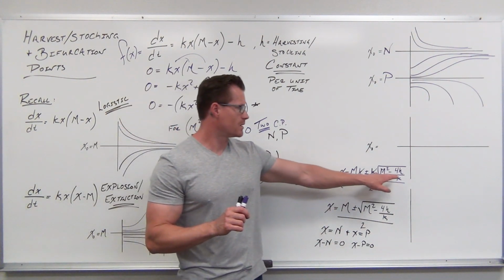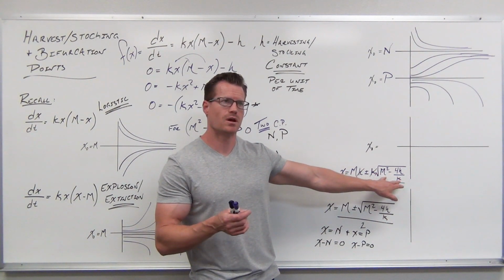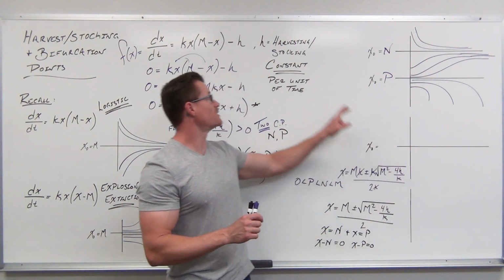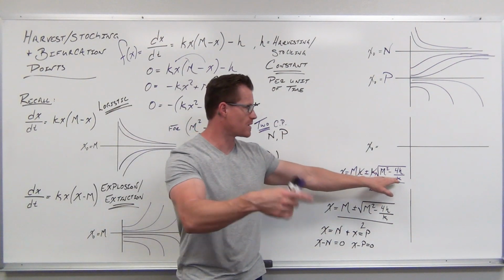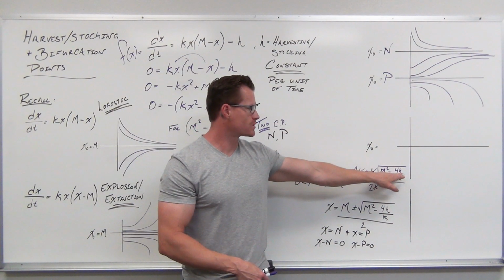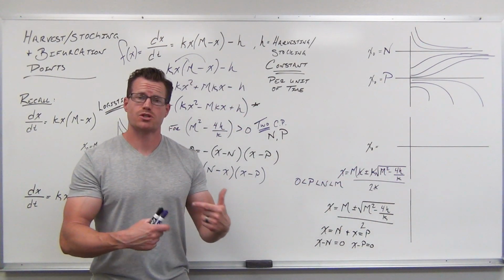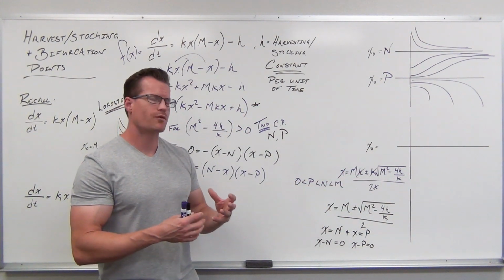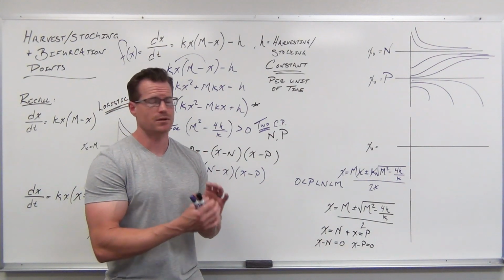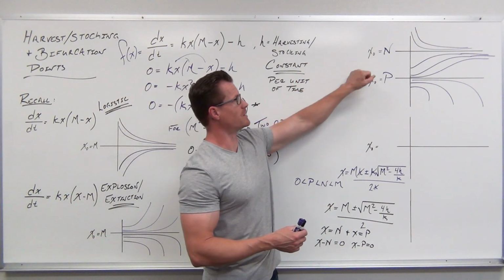So if you're stocking, this number should be positive, isn't it? Because if you're subtracting a negative, so you're adding to this, then this would be positive. Positive plus a positive is going to be a positive. So if we're stocking or we're not harvesting enough to make this zero or negative, then we're going to get a picture just like this.